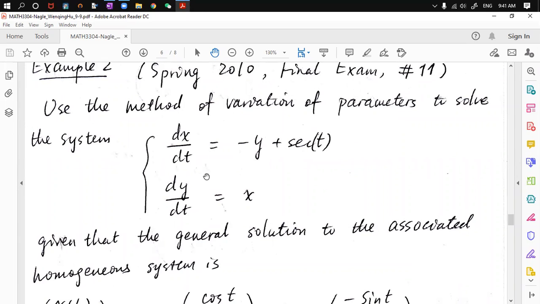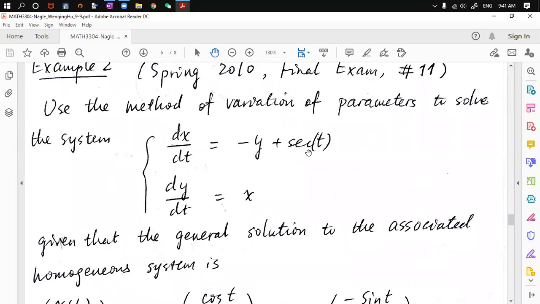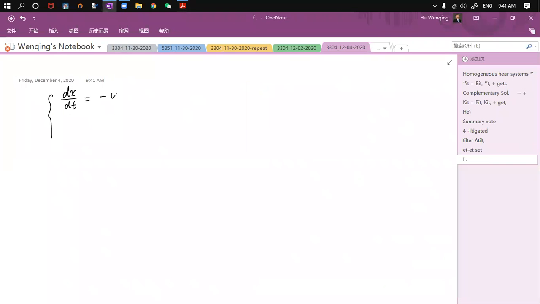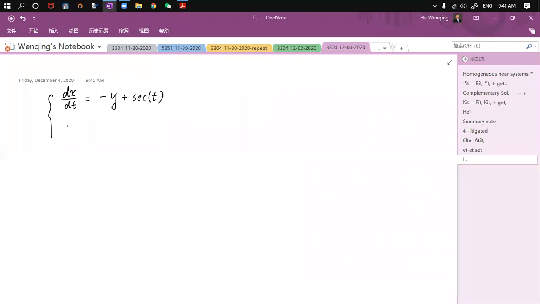I'm going to solve the system, which is going to be like this. So dx over dt is minus y plus secant of t, and then dy over dt is equal to x. So this is a non-homogeneous system, but it is written in component form.